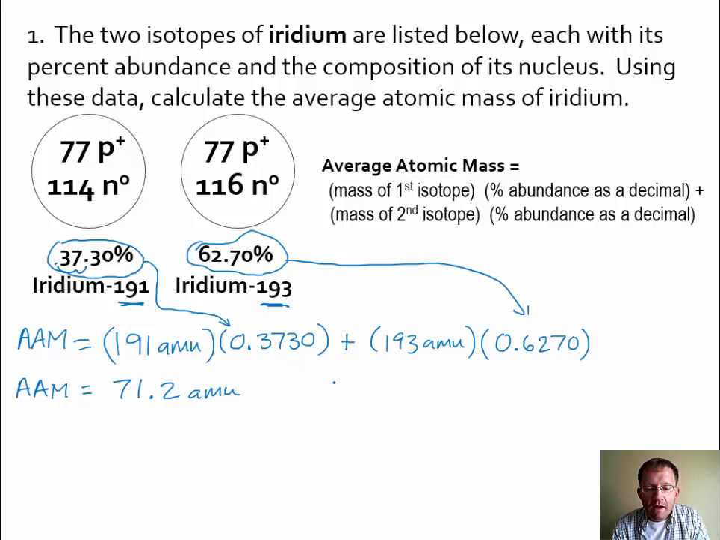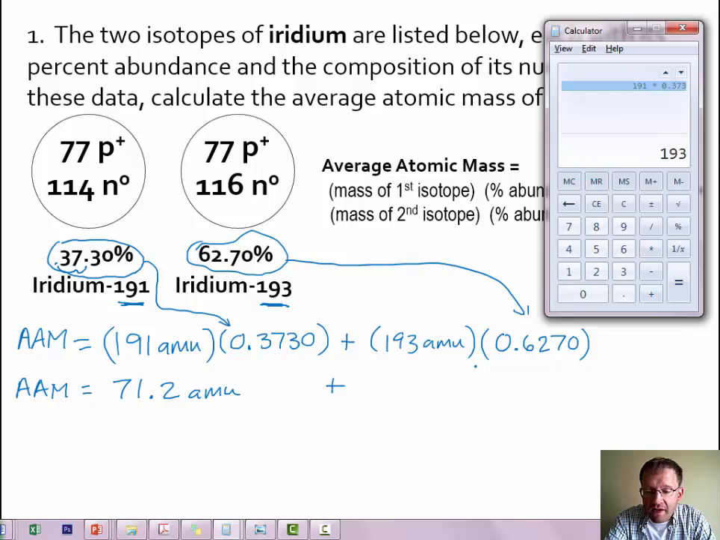This first pair. Plus, we need to multiply our second pair. So 193 times 0.6270. And the calculator says 121.011. Now that answer has 6 significant figures in it. We can't have 6. 193 AMUs has just 3 again, and 0.6270 has 4 again. So our answer can only have 3, the fewer of those 2, remember?